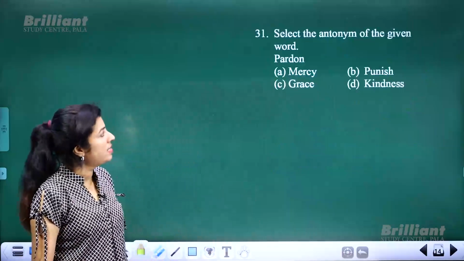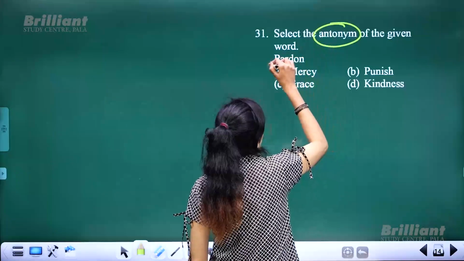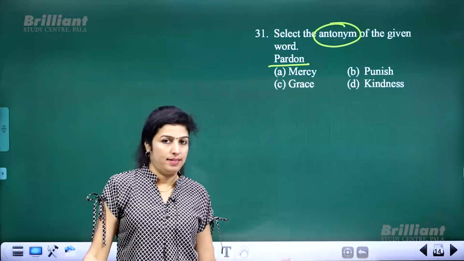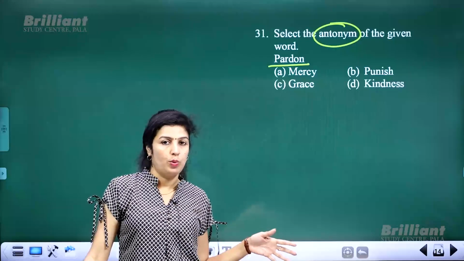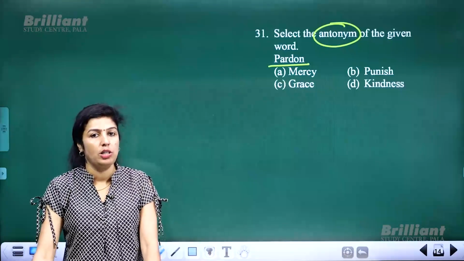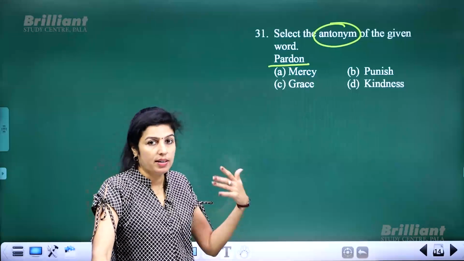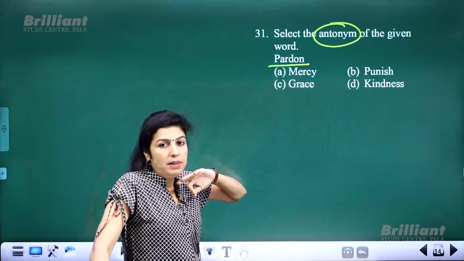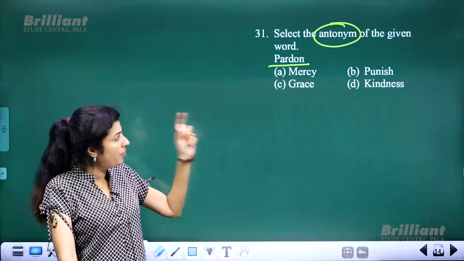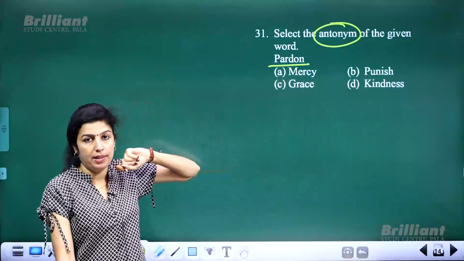Okay. Now, next is select the antonym of the given word or opposite of the given word. Pardon. How lucky you are that almost all the words that you have been given, be it finding out synonyms or antonyms, all these words were so simple, right? So, you were really lucky this time. Pardon means what? To forgive. Okay, pardon means to forgive. So, we need to find out the opposite of pardon, forgive.